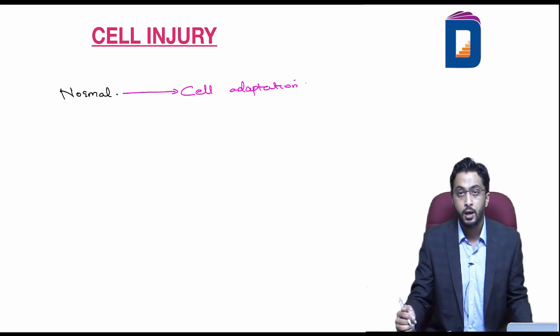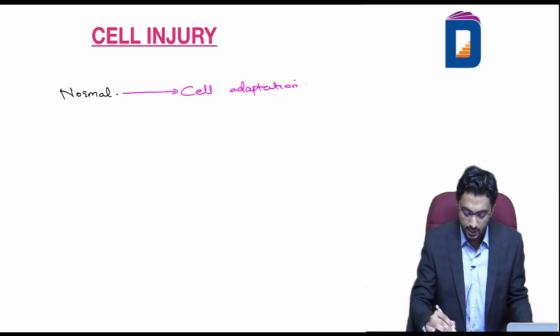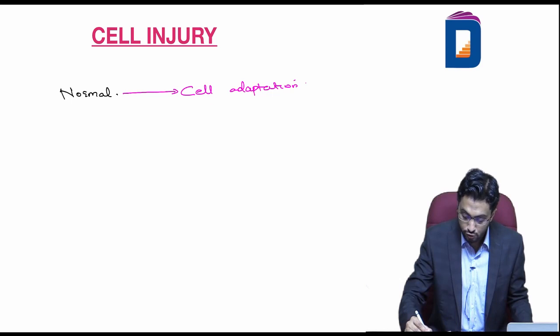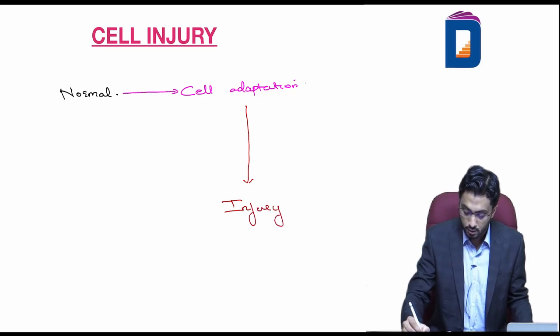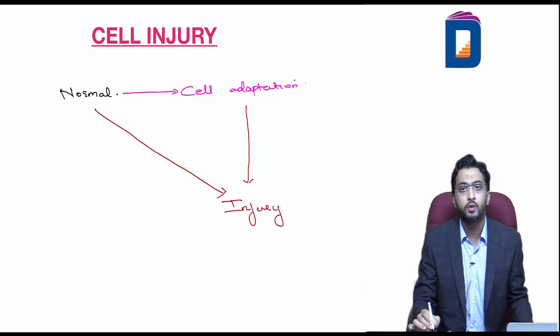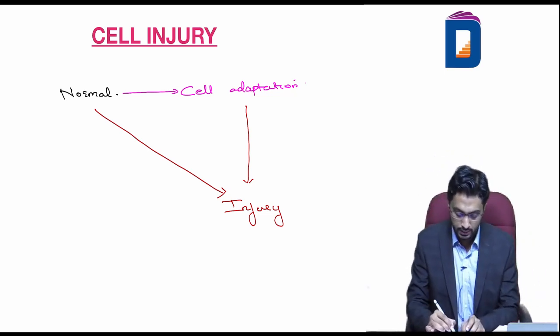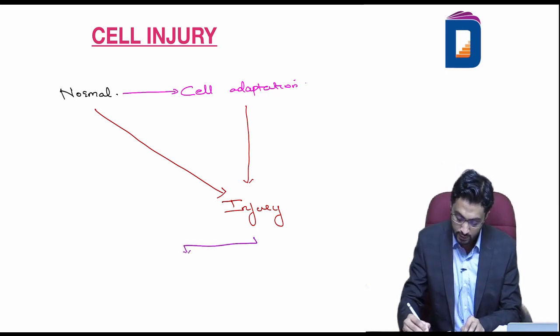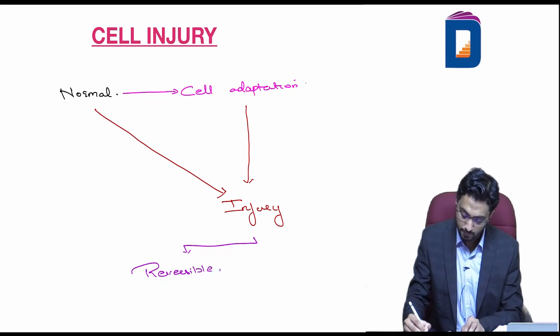We'll study about that. Now imagine the noxious stimulus is slightly higher than this; then it can go for cell injury. Or if the noxious stimulus is very severe, it can go directly to injury without cellular adaptation. And we will see later on that cell injury is of two types: it can be either reversible injury or irreversible injury.